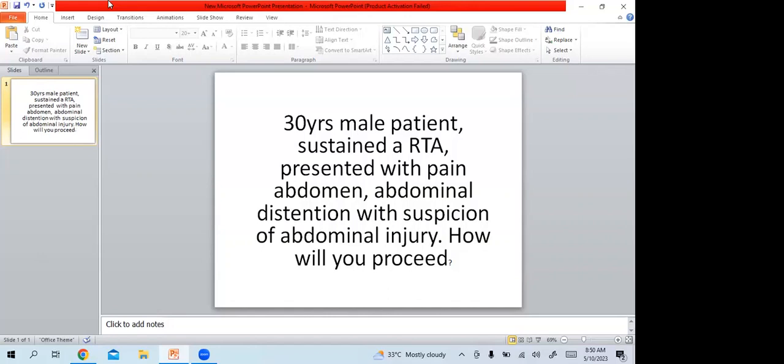Now we have discussed the most important part of liver injury. Okay. So that is the correct approach in your ward round scenario examination.